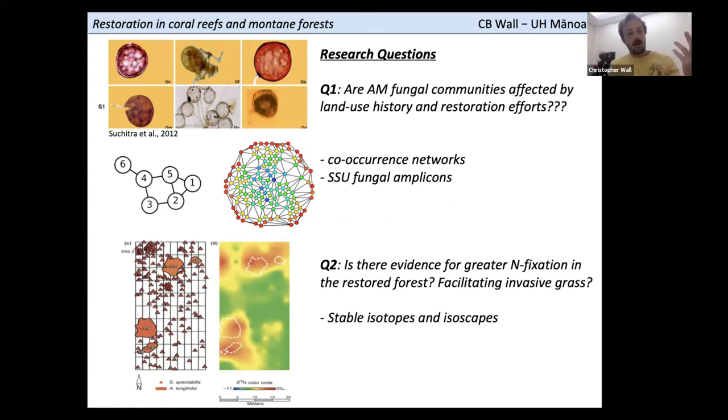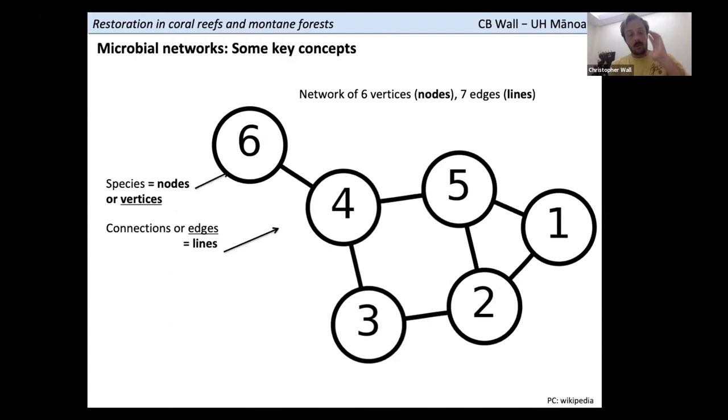The second part is looking at nitrogen fixation in these forests to see if there's some pattern that might suggest facilitation of invasive grasses, which I addressed using stable isotopes. But first, talking about microbial networks, this is something I had not been introduced to prior to my postdoc, but I think it's really interesting.